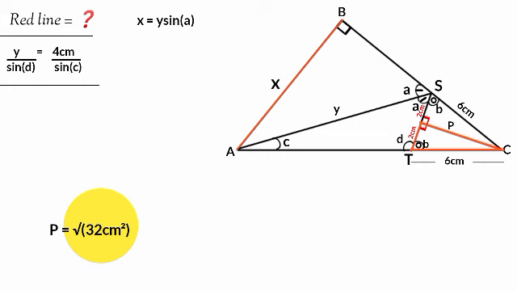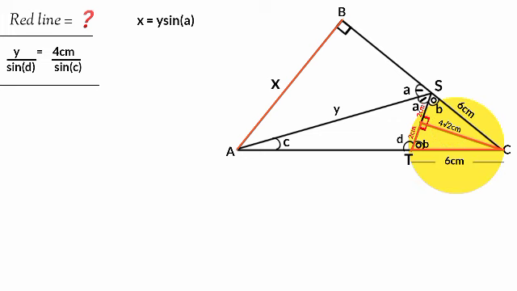Since 32 centimeters squared is 16 centimeters squared times 2, square root of 16 centimeters squared times 2 is square root of 16 centimeters squared times square root of 2. Square root of 16 centimeters squared is 4 centimeters. 4 centimeters times root 2 is 4 root 2 centimeters. So p equal to 4 root 2 centimeters. That is, the length of this side is 4 root 2 centimeters.